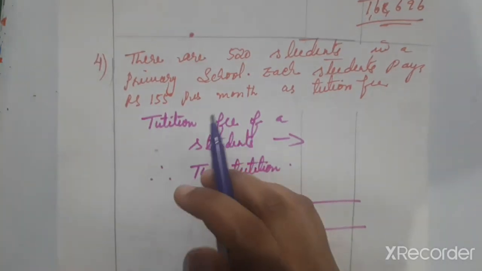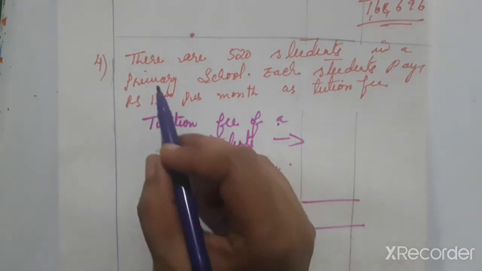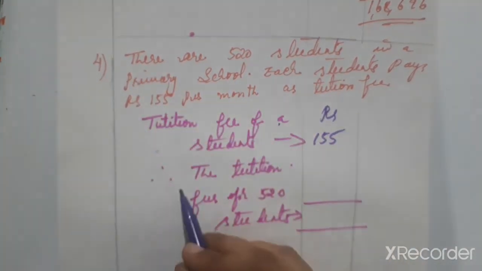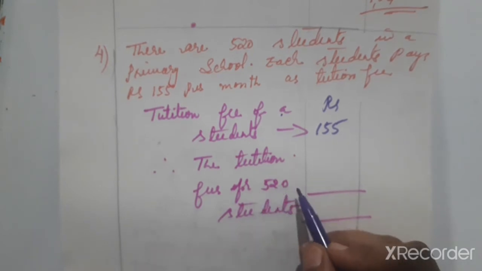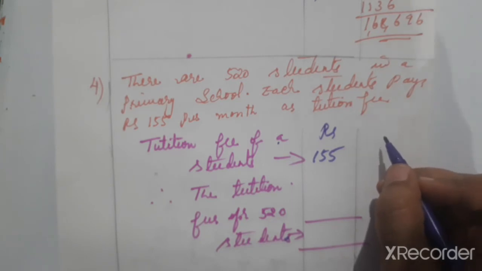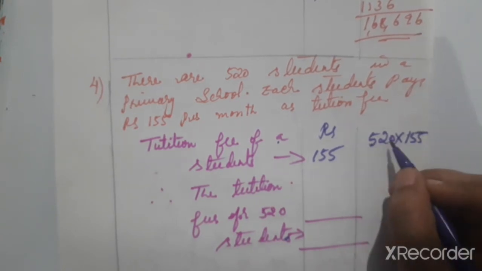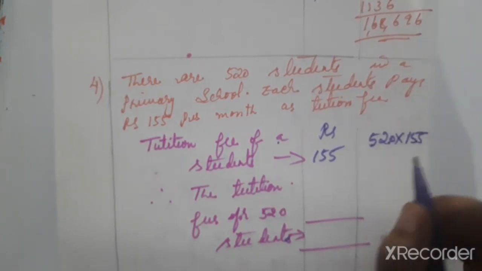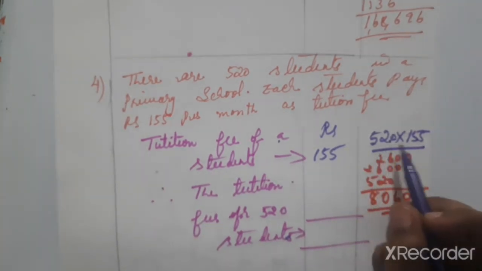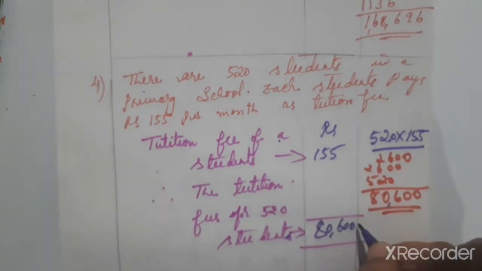The sentence is: the tuition fee of one student is rupees 155. Therefore, the tuition fee for 520 students, how much? We have to multiply and check. 520 into 155. After multiplying 520 into 155, the answer is 80,600. So the answer is 80,600 rupees.